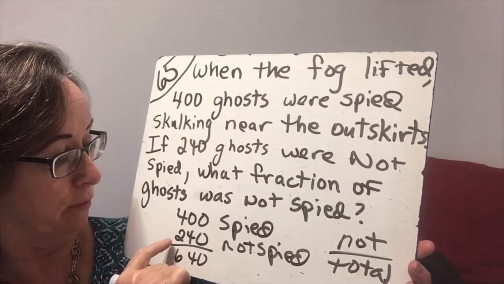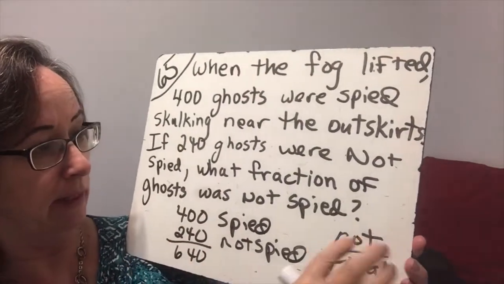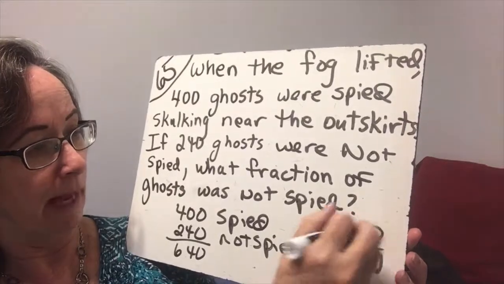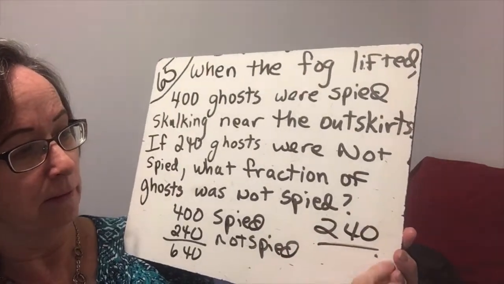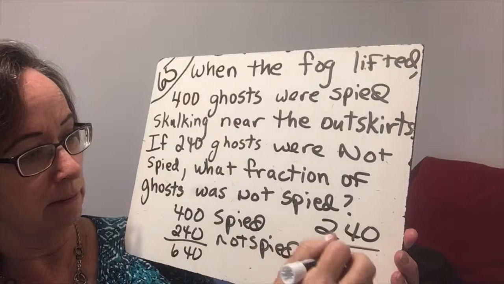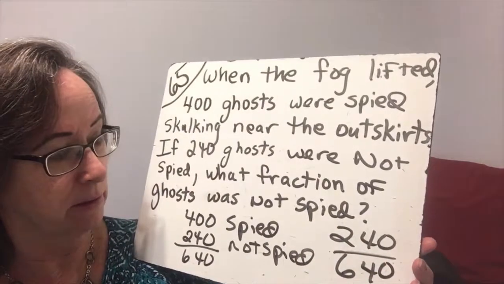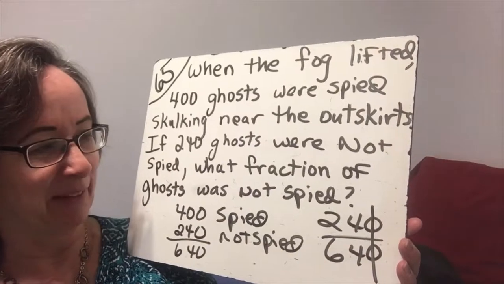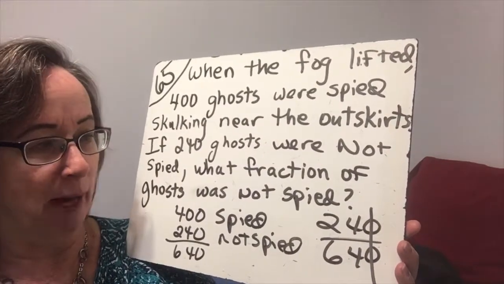So we're looking for 240 out of 640. Isn't that all we have to do? Well, the zeros can cancel, can't they? We can divide both the top and the bottom by 10.